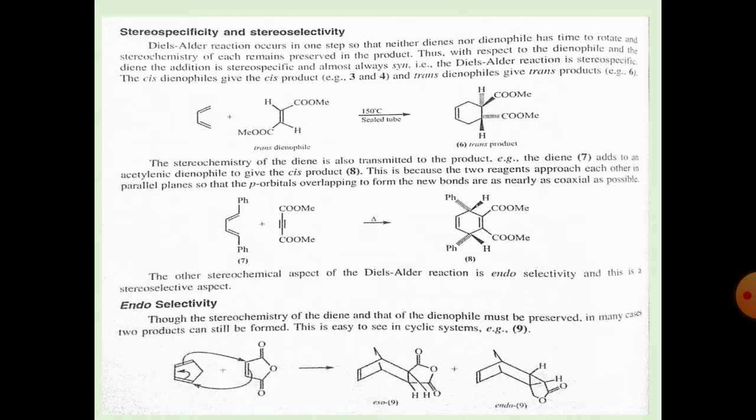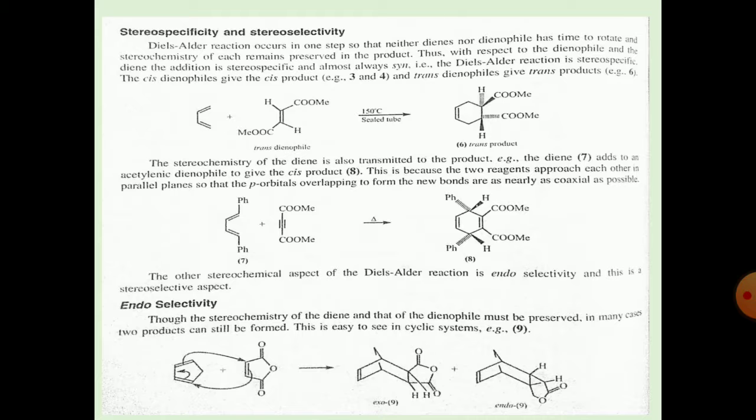Okay, so the Diels-Alder reaction is a stereospecific reaction. In that, first is a diene plus a trans dienophile. There is a trans dienophile present, so the trans product occurs. The trans product we get there. Okay, the stereochemistry of the dienes is also transmitted to the product.